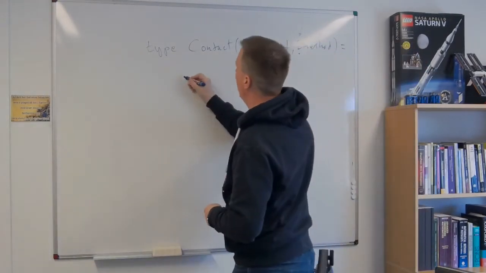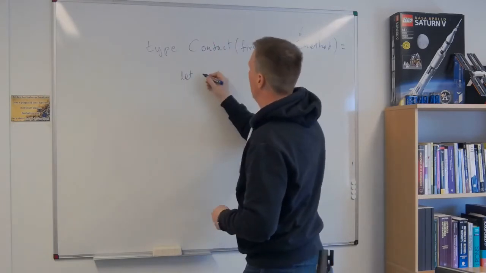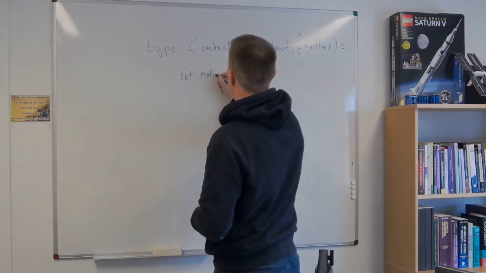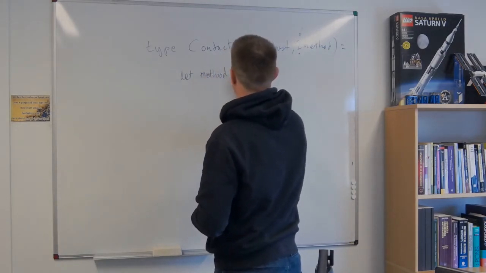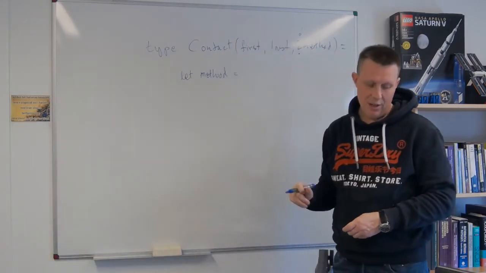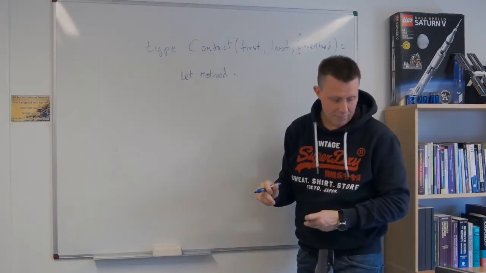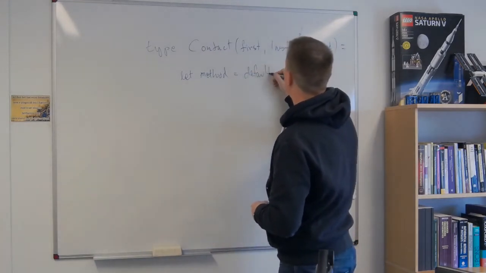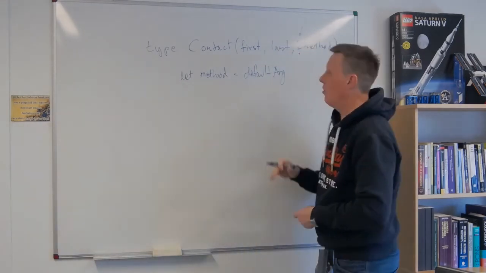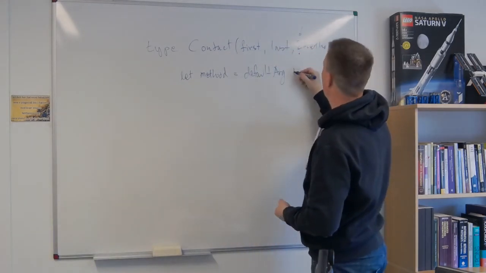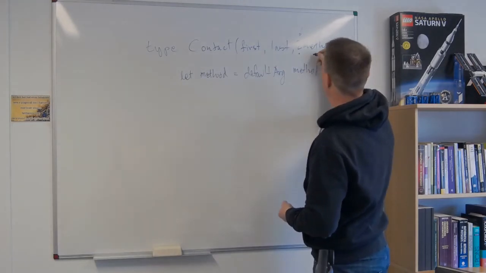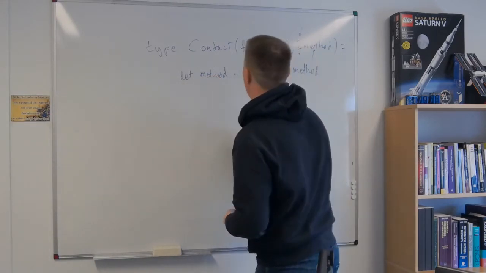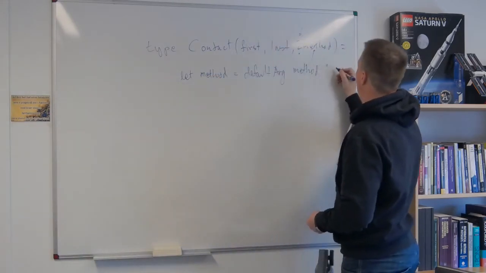So I could say let method equals, and then I have a little helper function, which is in the standard library, which is called default arg. You can just write it yourself. It's just the option type. But then I can say default arg method, referring to that method there. I should probably call this contact method, but whatever. And I'll just give it the empty string.